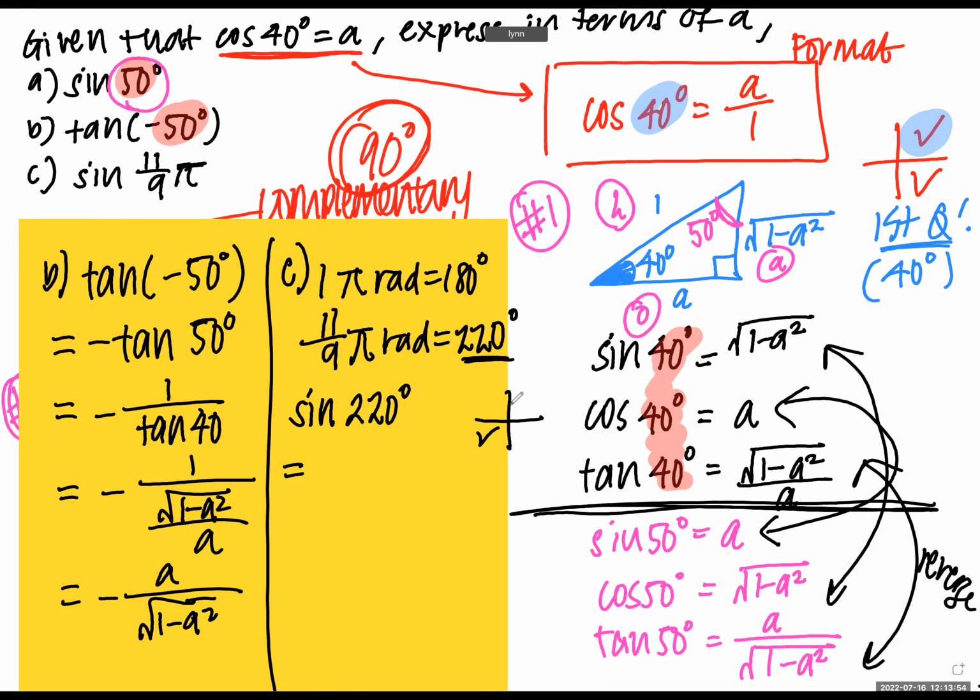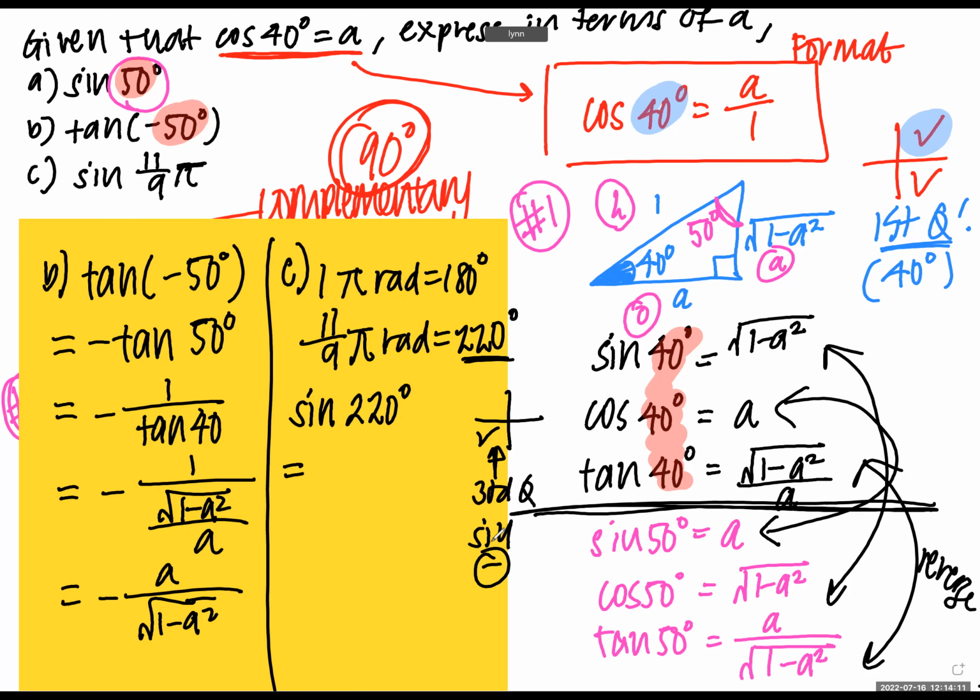If we know that it's in the third quadrant, the range is 180 to 270. That's why it's the third quadrant. But what does that mean? Sine is negative. Yes, in the third quadrant sine is a negative value.